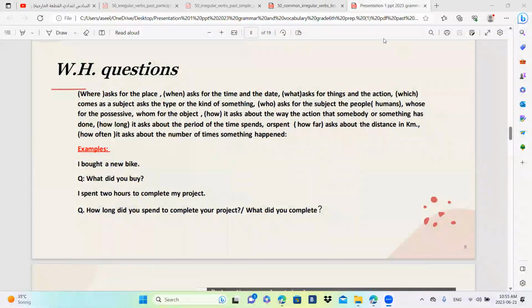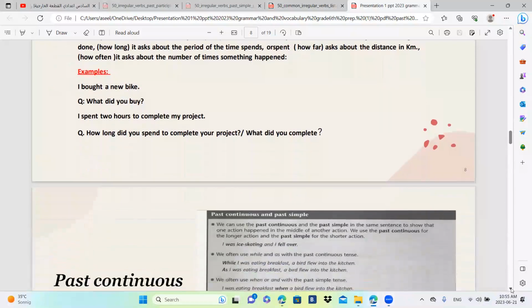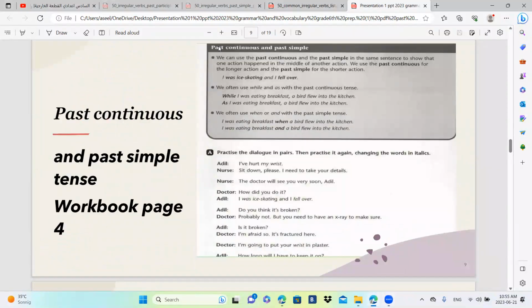To the other slide. Let's see. Here we have the explanation of past continuous and past simple. Past continuous and past simple tense in your own workbook on page 4. We can use the past continuous and the past simple in the same sentence.